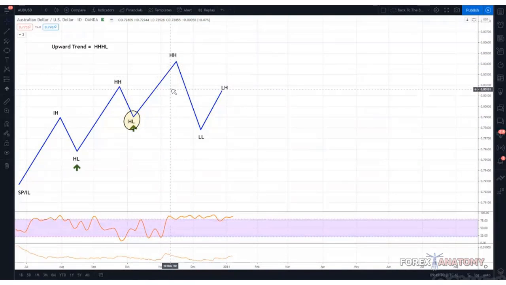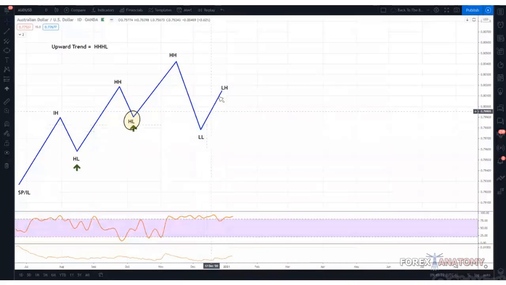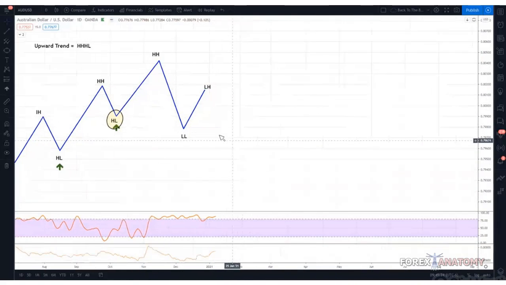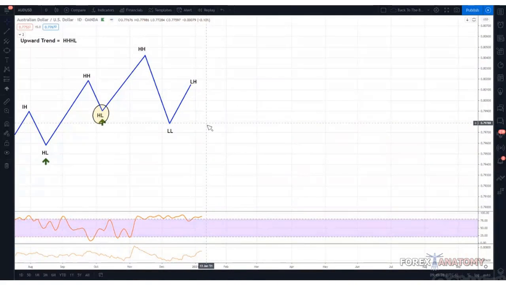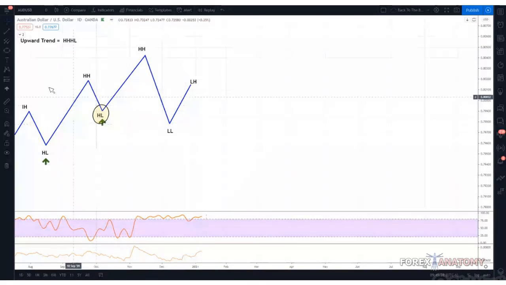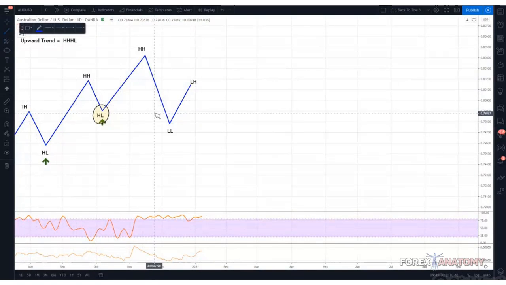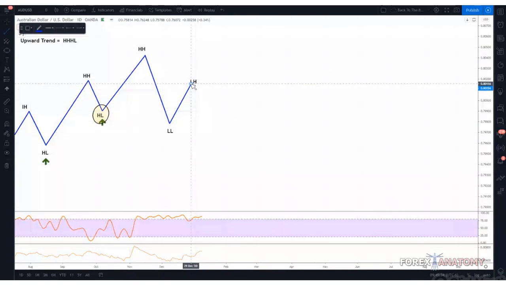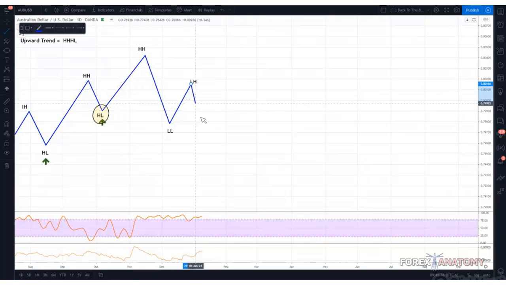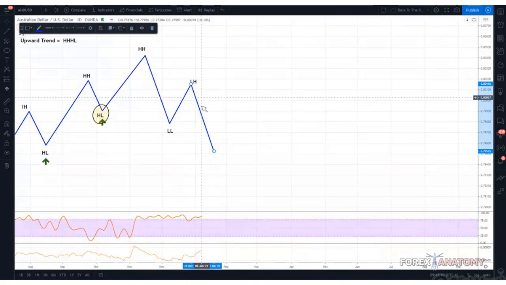Okay, and as soon as you get a lower low and a lower high, then you can pretty much say that we're probably in the middle of a downward trend. But anyways, let's complete this. After you typically see the lower high, what do you see? You see another impulse, and that impulse usually forms another lower low. So let's talk about that right now.